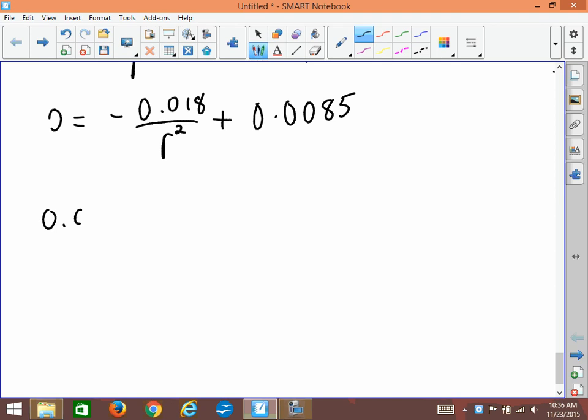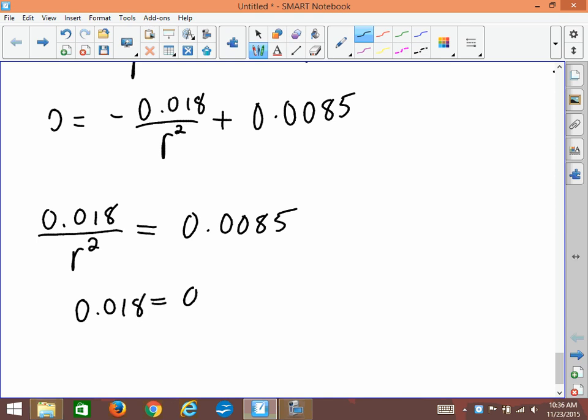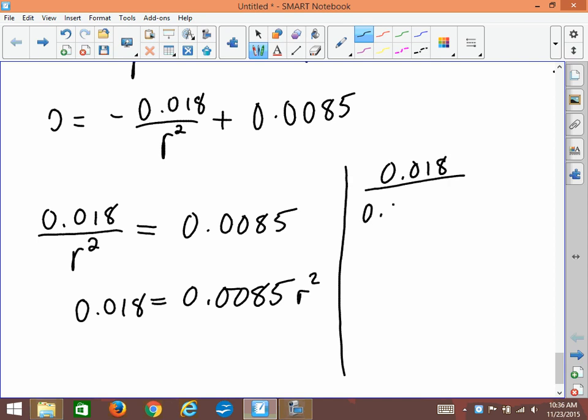Okay, 0.018 over r squared, move it to the other side, equals 0.0085, correct? So far, so good. Multiply the r to the other side, r squared that is, here. Then divide 0.018 divided by 0.0085 equals r squared. Now divide and take a square root. And I'll try it, and you tell me if I'm right. 1.45? 1.46? Yes. You sure?